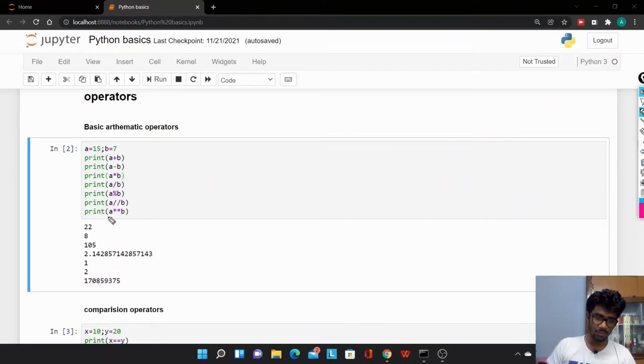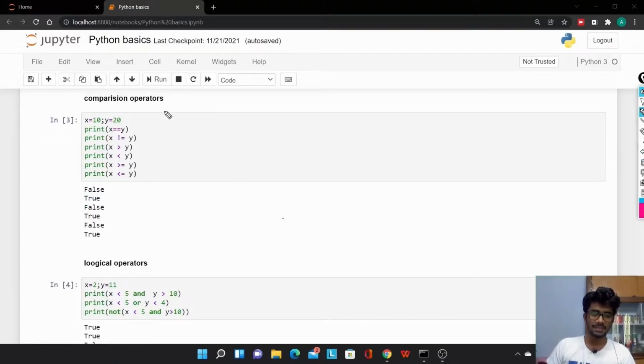Now let us try to see what this ** operator is. It means power. The ** operator indicates power, which means a power b. When you try to see 15 power 7, you will get a large value like this. So these are the basic arithmetic operators that are present in Python.